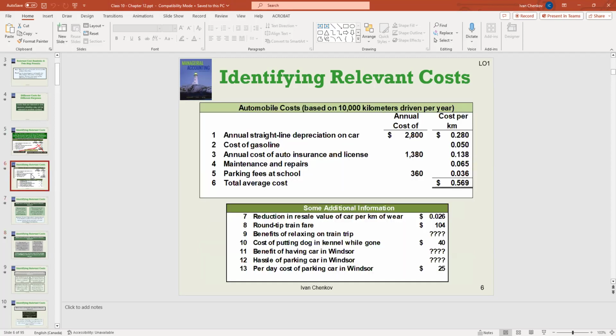Let's see what other costs we have. On top of what we already talked about, we have the reduction of the resale value of the car per kilometer driven. Is that a relevant cost? Yes, because you're going to drive a certain amount of kilometers, right? Yeah, that's totally correct. The other one, round trip train fare. Is that a relevant cost? That will be a cost for the alternative, so that will be a relevant cost.